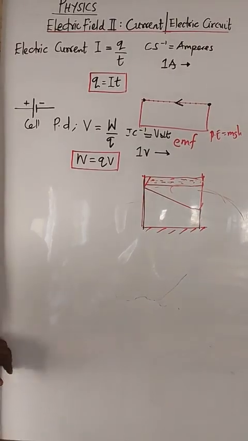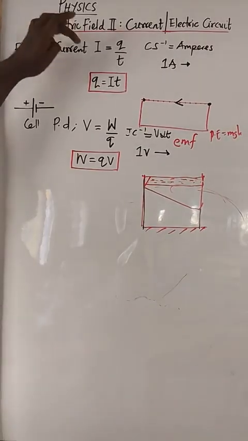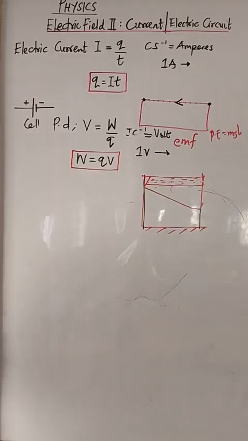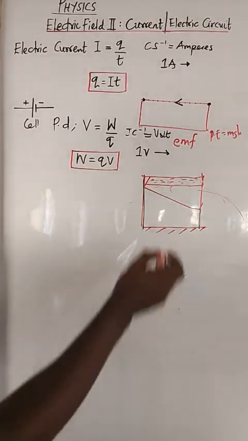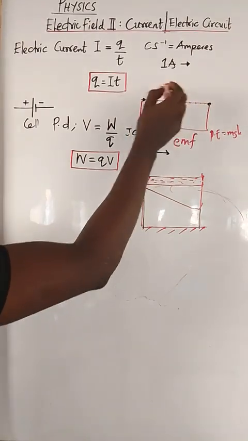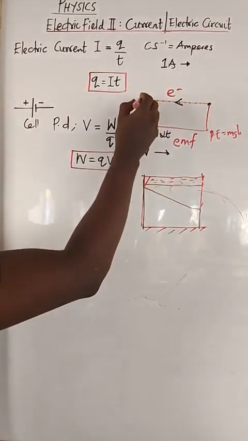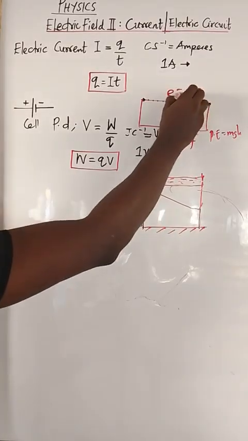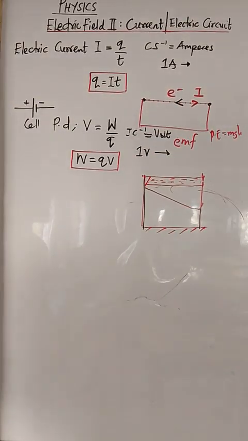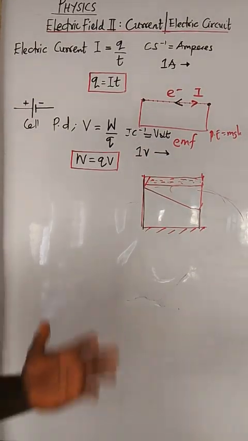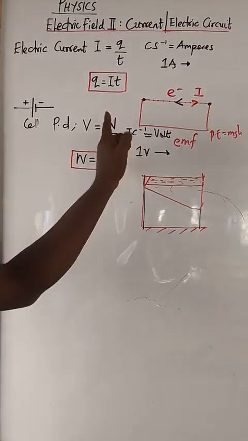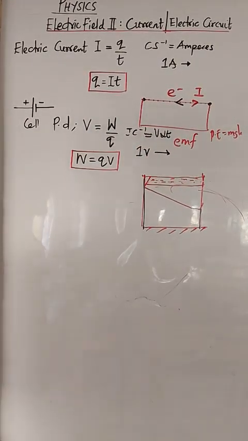I was saying something about current being positive. Current is taken to be positive, but what's actually flowing is electrons. So note, if electrons are flowing from this point to this point, then the direction of current is actually from this point to this point. Current is taken to be the movement of positive charge. What actually moves are electrons. So when electrons flow this way, current flows the other way.